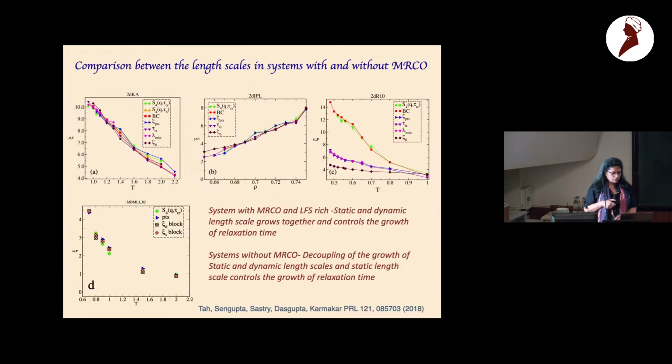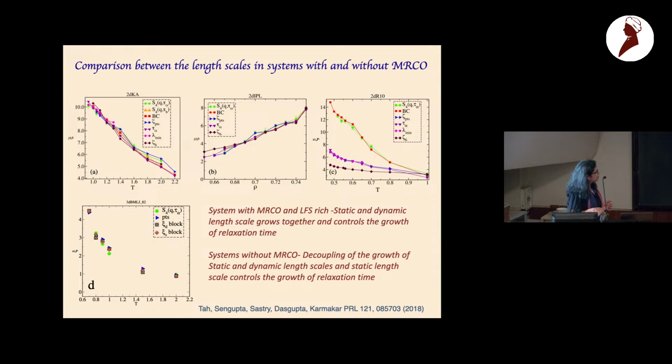Now, there is this work by most of them sitting in the audience. So Smarajit, Chandan, Shrikant, Shiladitya, and Indrajit was here till 2 days back. They had shown that in systems where there is a MRCO, that is medium range crystalline order, the static and dynamic length scale grows in the same way, whereas in this 2D Artin model, the static and dynamic length scale did not grow together because there was no well-defined MRCO.